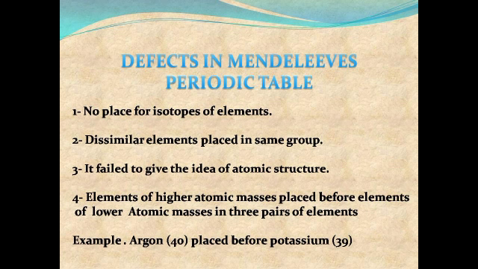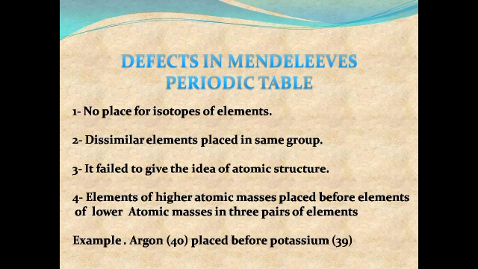Number 1, there was no place for the isotopes of elements. Number 2, dissimilar elements were placed in the same group. It means that, as I told you before, in the same group all the elements have the same properties, but according to Mendeleev's periodic table, in some cases a few dissimilar elements were in the same group.